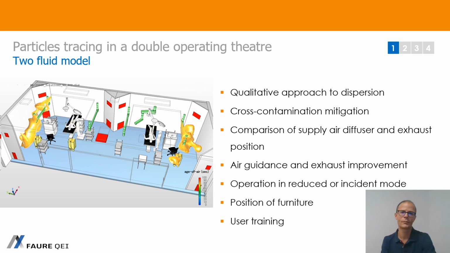So this first example is a double operating theater designed to improve surgery efficiency. It permits sharing the staff between several patients, and you can find this type of facility with up to 4 units in the same room. The clean air supply is located above the operating table, and the exhausts, in red on the picture, are located all around. So we can show different things in this type of facility.